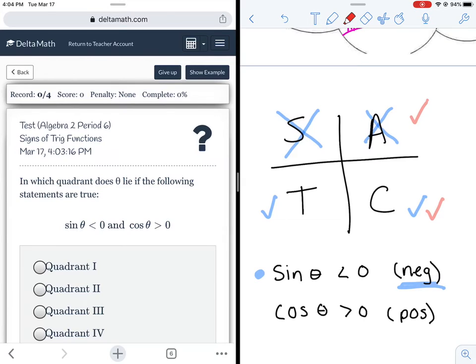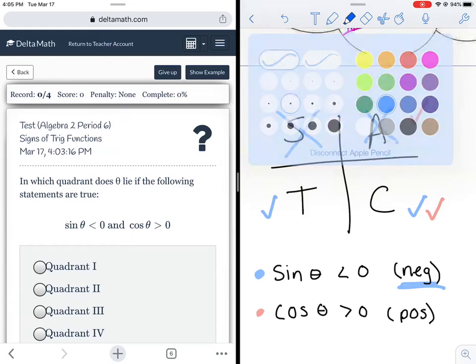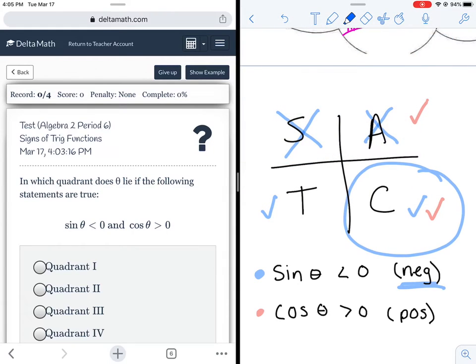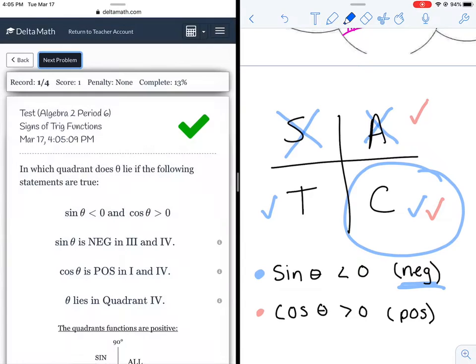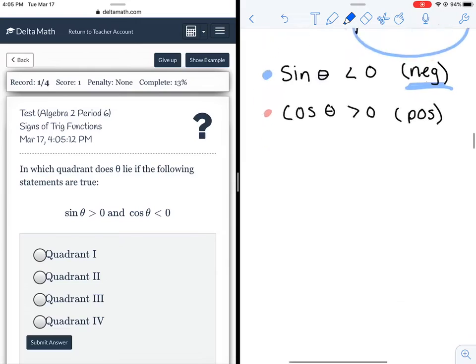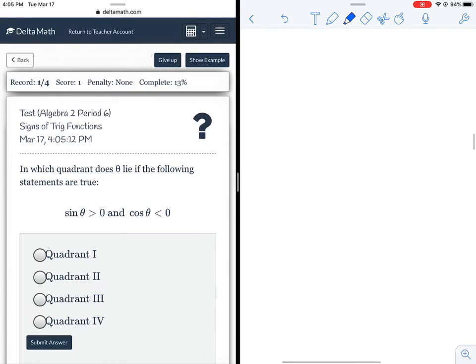So your job is to do this and figure out where these two scenarios are going to be true. So both of these scenarios are true here in quadrant 4. So you're going to pick quadrant 4 and submit your answer. Once you see a check mark, you know you got that right, and you could go to the next problem. So it's just going to be an array of these, asking you to determine which quadrant it is in.